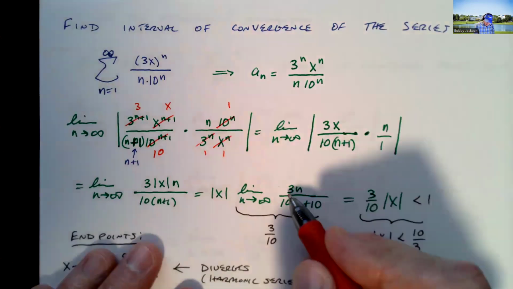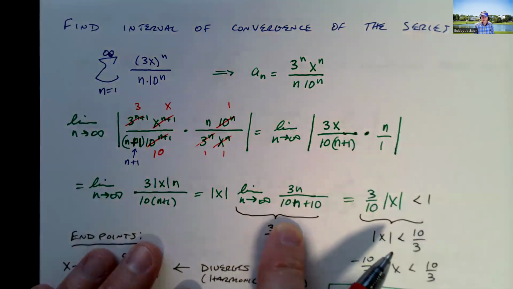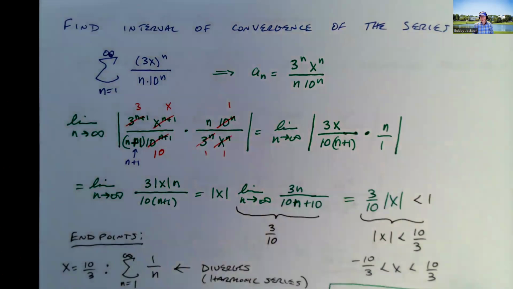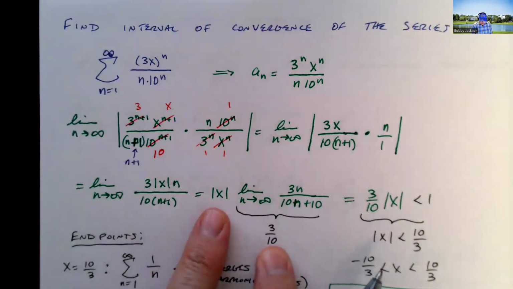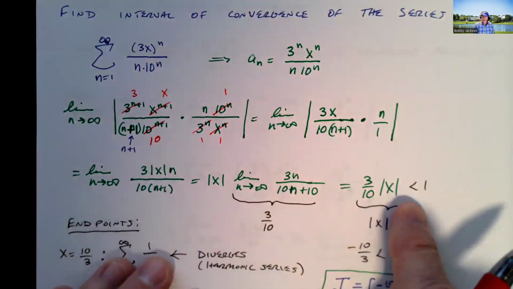If not, you can see the form of the limit is infinity over infinity, and you can use L'Hopital's rule once. Or you can use the technique of dividing by the highest degree power of n in the denominator, which in this case is n, and simplify, and you can find that limit is 3/10. So the limit becomes 3/10 times the absolute value of x. And again, that limit must be less than 1.